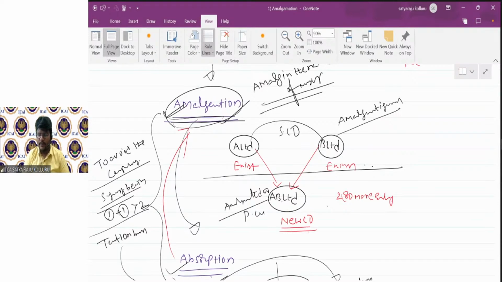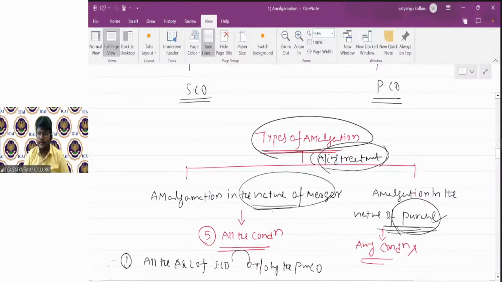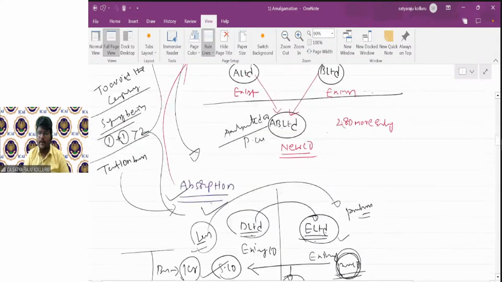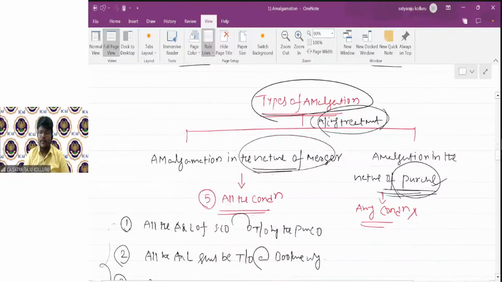Then we directed our entire discussion toward the concept of amalgamation. In problems, whenever the concept of amalgamation is used, it includes absorption as well. I clearly mentioned that fact. There are two types of amalgamation, which decide the accounting treatment in the books of the purchasing company: amalgamation in the nature of merger and amalgamation in the nature of purchase.